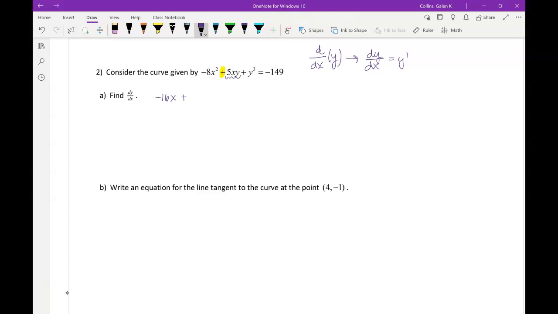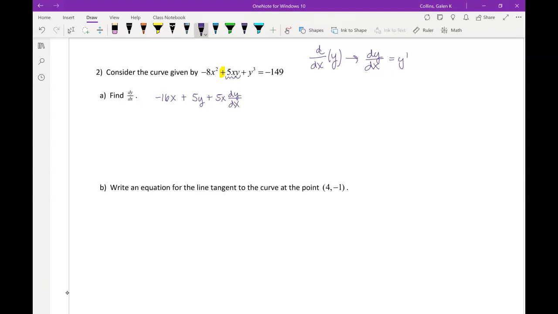All right, so when I take the derivative of 5x, I get 5 and I multiply that with y. And then when I take the derivative of y, I get y prime or dy/dx and I multiply that with 5x. And again, you can write y prime here if you want.